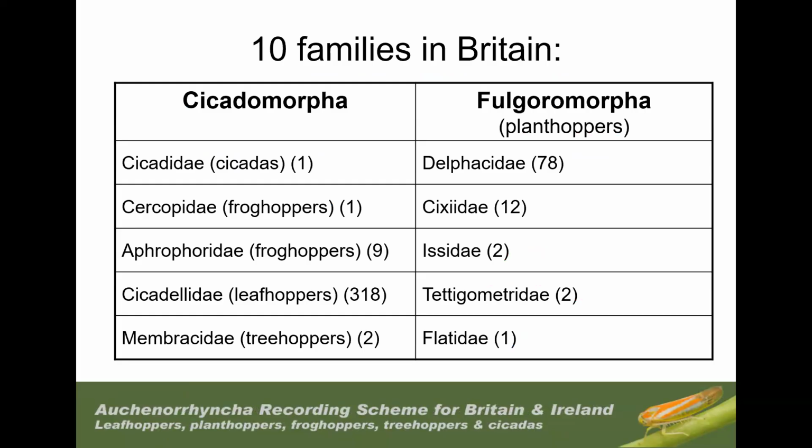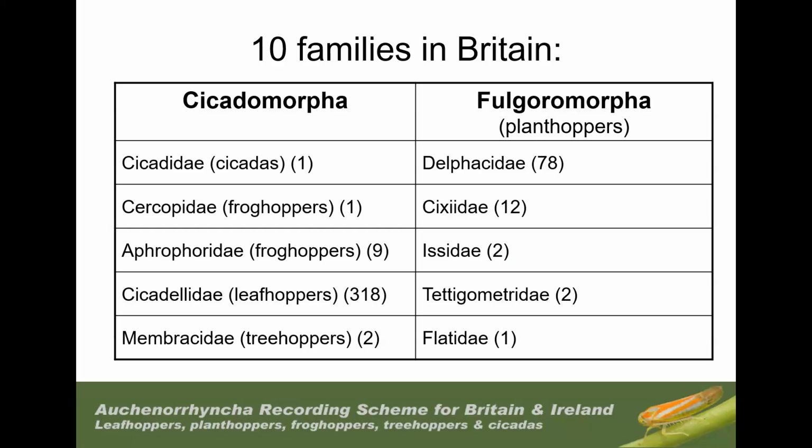The Auchenorrhyncha are divided into 10 families, which fall into two big groups, the Cicadomorpha and the Fulgoromorpha. Don't need to worry too much about those. But essentially, there are these 10 families which are listed there, and the figures in brackets are the number of species in each of those families. And so, of course, you can see straight away that the total number of species are very unevenly divided between these 10 families.